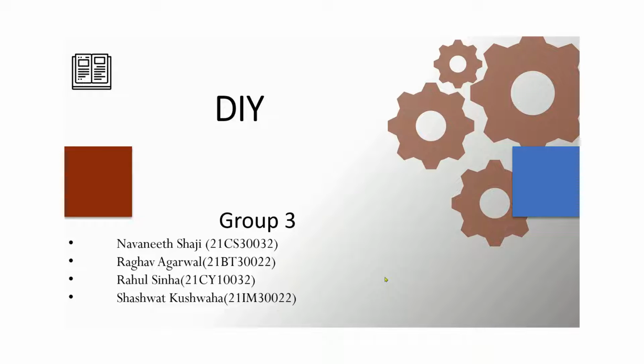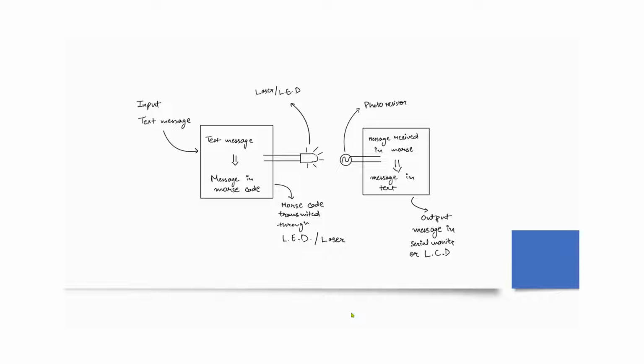For our project we have developed a Morse code translator, and to begin with let's have a look at the schematic of our project. The user can give input in the form of actual text or Morse code in the form of dots or dashes. After receiving the input, the string is converted into Morse code using the uploaded code in Arduino. After this, the Morse code is transmitted via the LED or laser, as you can see here, which is then received by the photoresistor, and after accepting the signals, the Morse code is converted into text, which is then finally displayed on a monitor or LCD screen.